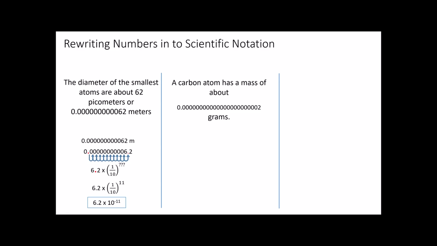Here's one. A carbon atom has a mass of about that number of grams. Once again, if I want this to be between 1 and 10, I need the decimal to be after the 2, so that it would be 2.0. The question is, how many 1/10ths does it take in order to turn a 2 into this number? Well, let's count it up.